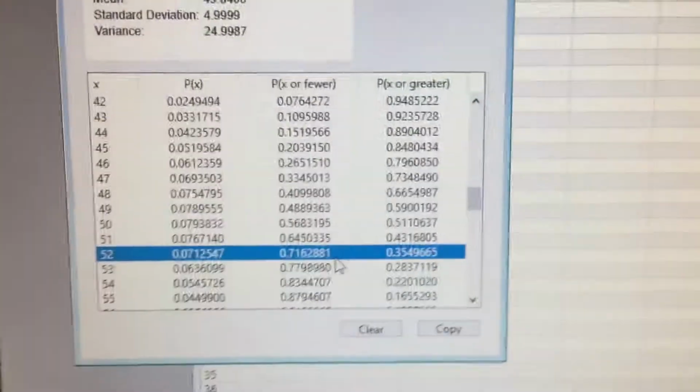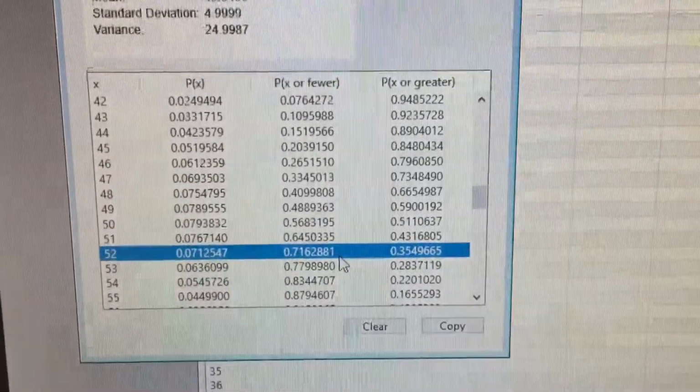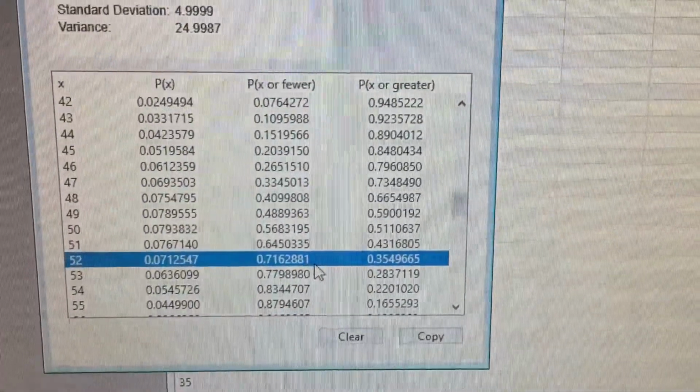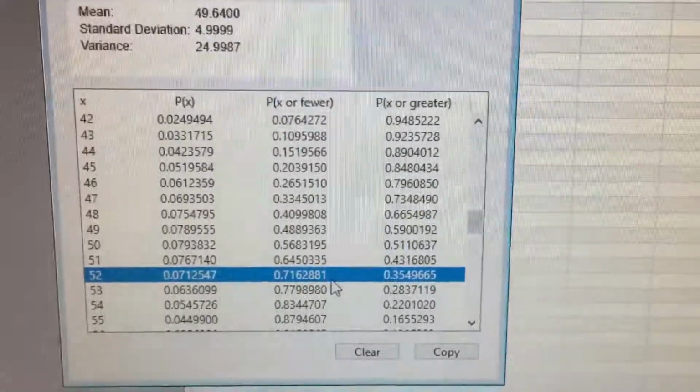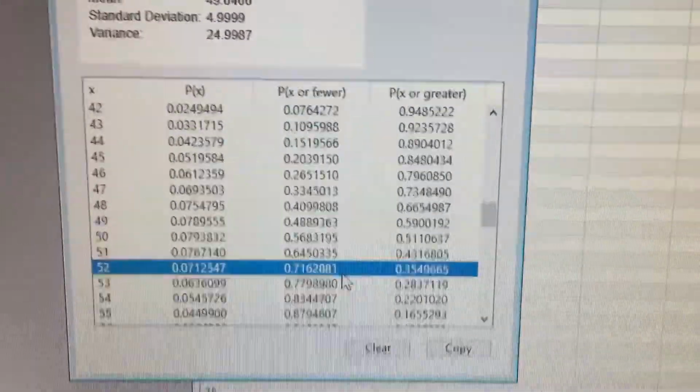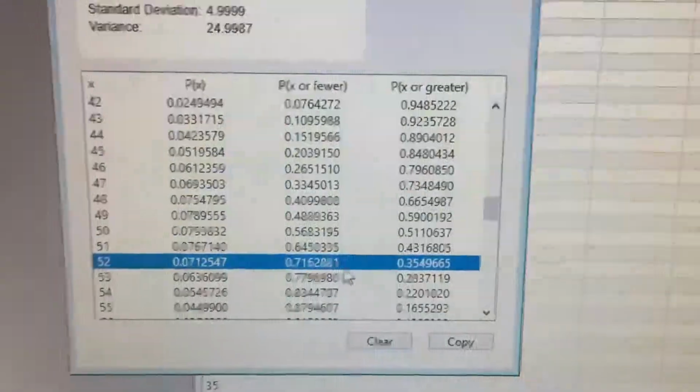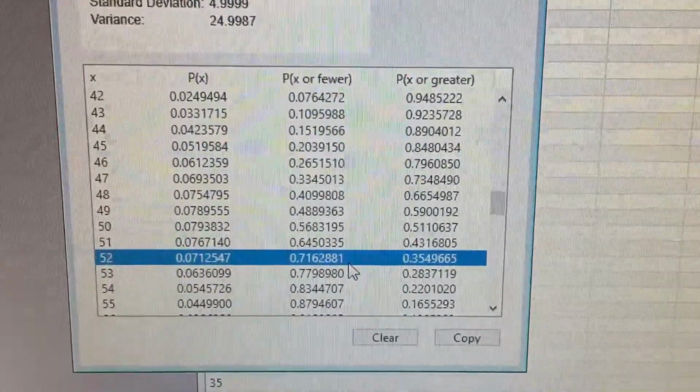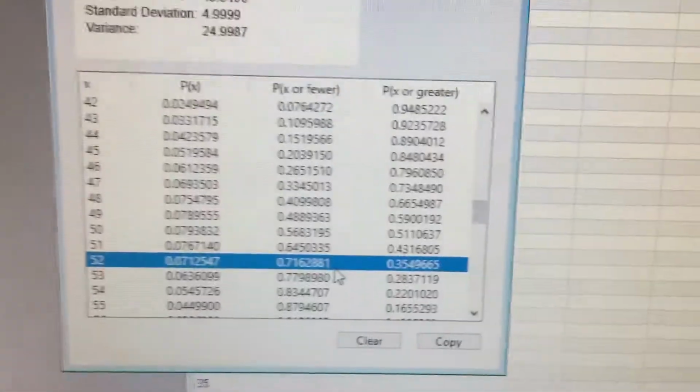Okay? So fewer than 53, we have to look at the row that says 52 and then look at the column that says X or fewer, which will be 52 or fewer. And that will be your probability there, 0.7163. Okay?